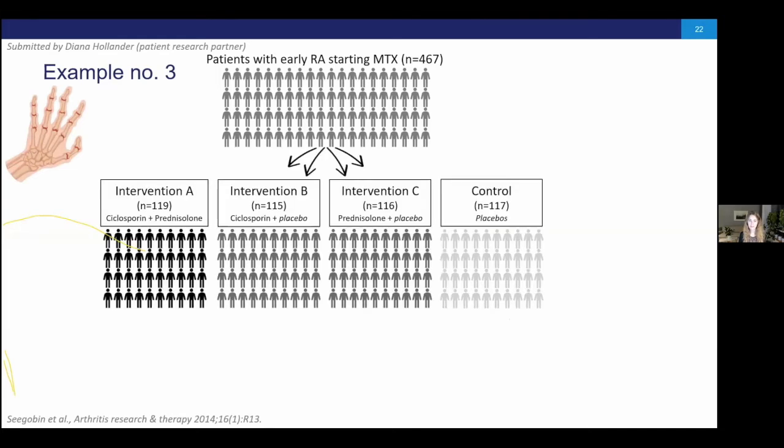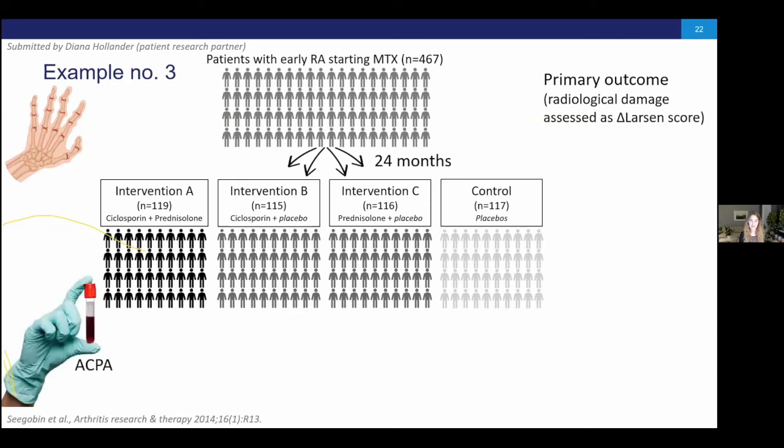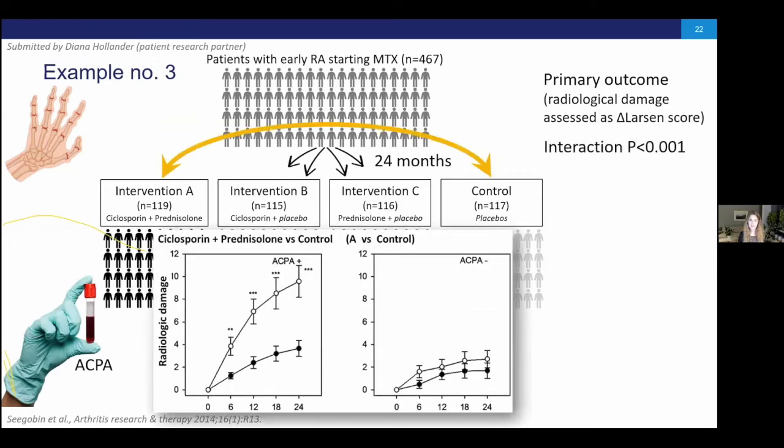And prednisolone, or to cyclosporin and placebo, or to prednisolone and placebo, or to receive placebos for both drugs. The primary outcome was radiological damage after 24 months. In a secondary analysis, the researchers divided patients in both groups according to their ACPA status. ACPA is a disease-related biomarker for rheumatoid arthritis patients. They found a significant interaction of ACPA status, and this is especially clear when you compare both drugs with both placebos.